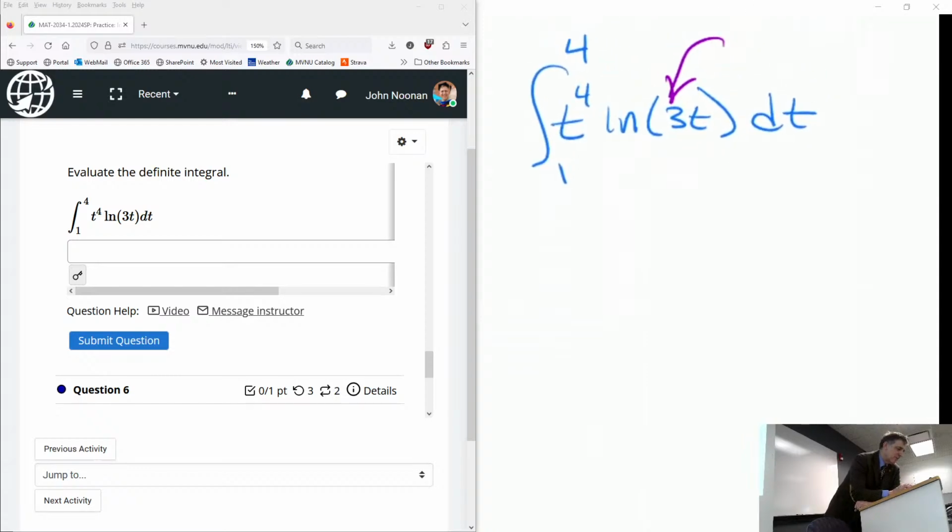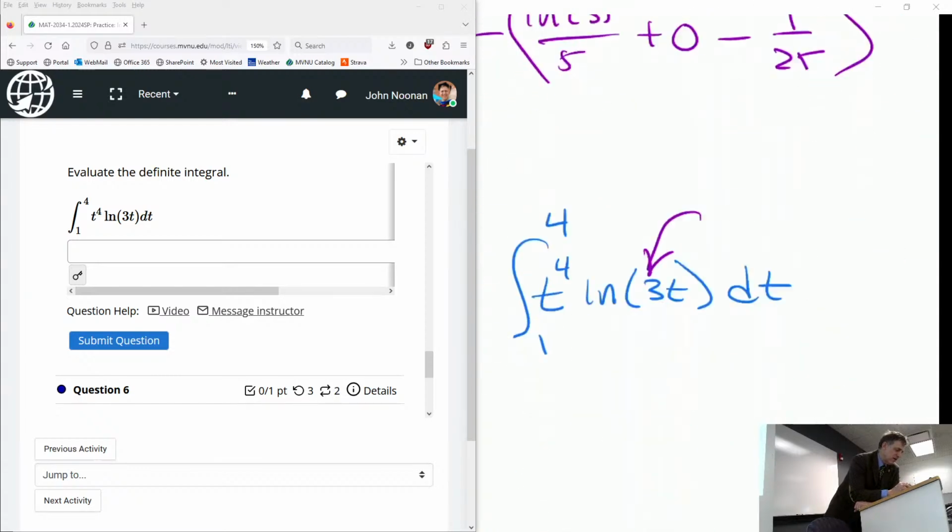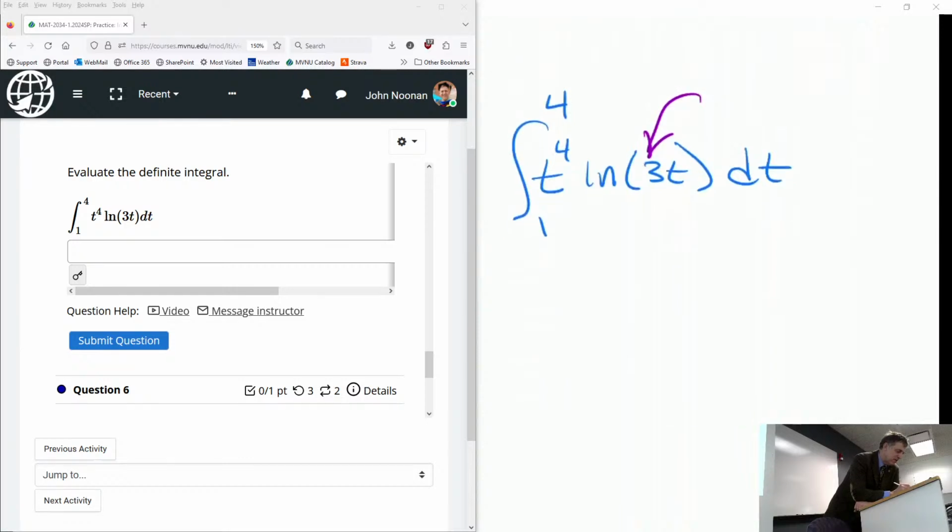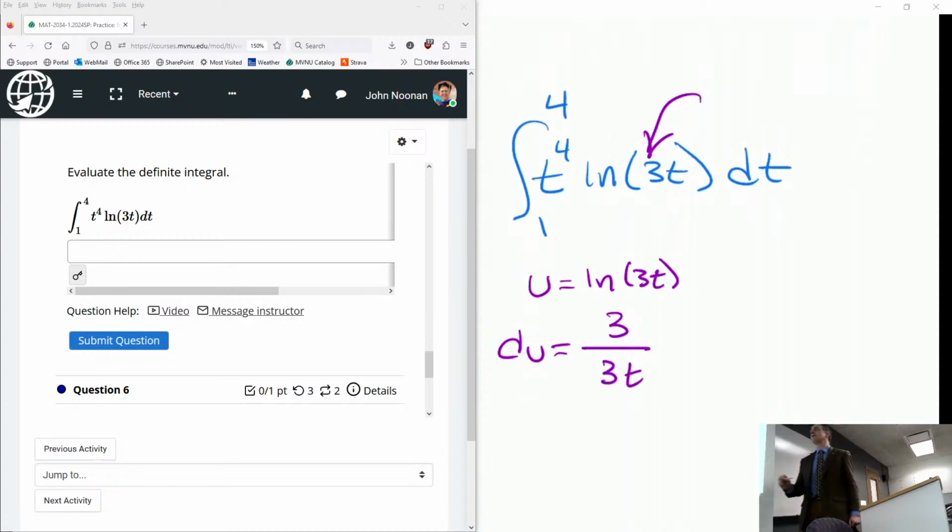Okay, yeah. I'm pretty sure that this is all correct, but you're right. I didn't really have to do that. I could just do u equals natural log of 3t, and then du is equal to 3 over 3t. The reason it's 3 over 3t is because of the chain rule. So you do 1 over 3t times the derivative of this, which is the 3 there.